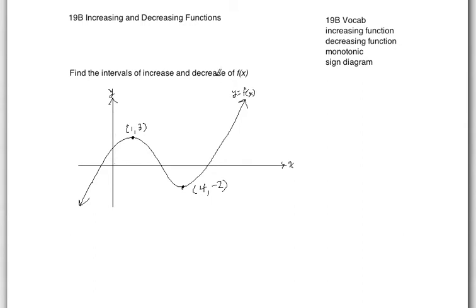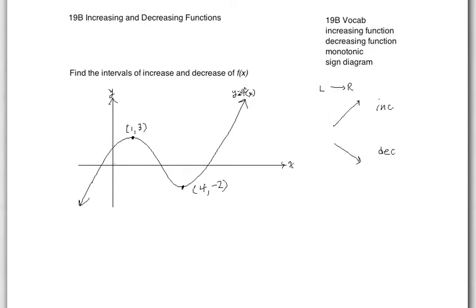Okay, so let's think about what intervals of increase means. An interval of increase is an interval when, as I go from left to right, basically I'm going upwards. That makes sense, right? I'm increasing as I read from left to right, just like I would a book. So if I'm going upwards, then it's increasing. If it's going down, then it's decreasing, and I think that's pretty intuitive. Just think of it as reading like a book.